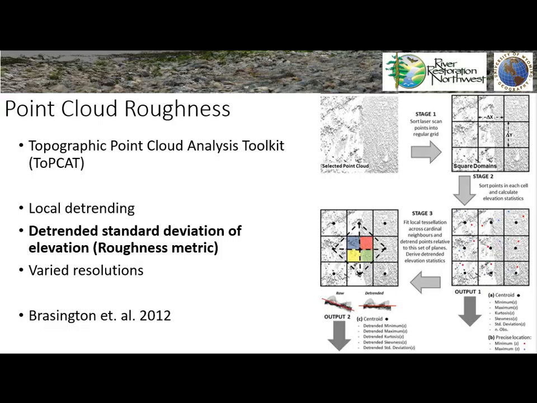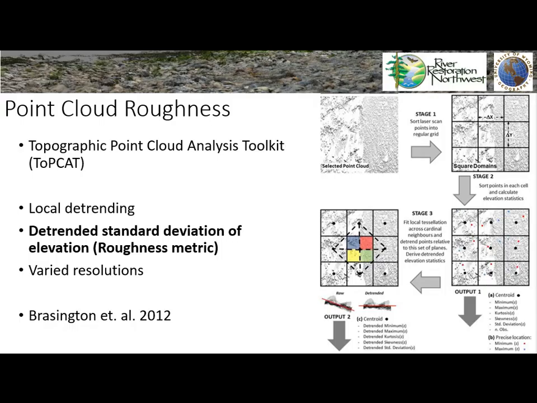In order to process this, we're using one of these new statistical toolkits called the Topographic Point Cloud Analysis Toolkit, or TopCat. It was developed by James Brasington in 2012. There's a reference at the end of this presentation that you can take a look at his article. But what's really cool about TopCat is that it locally detrends your point cloud so that you can get a much more accurate representation of what the variance is at different spatial resolutions.